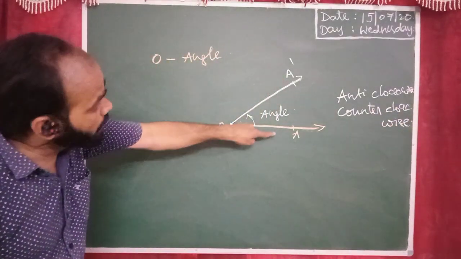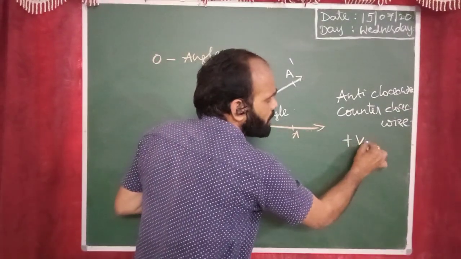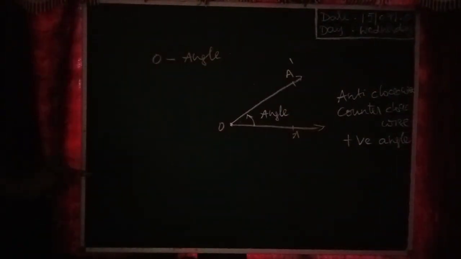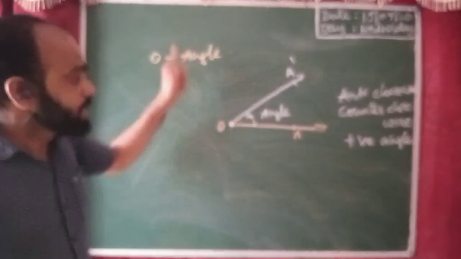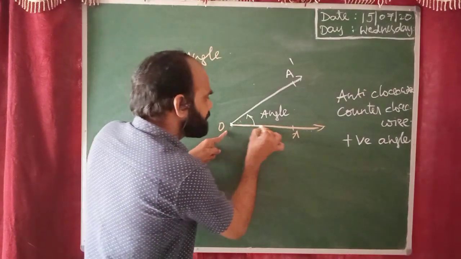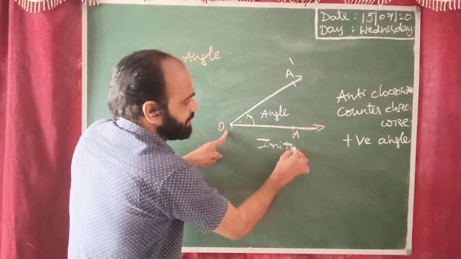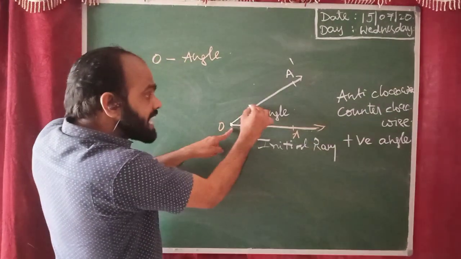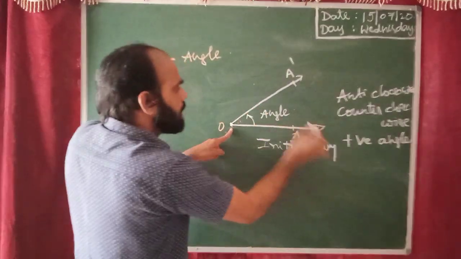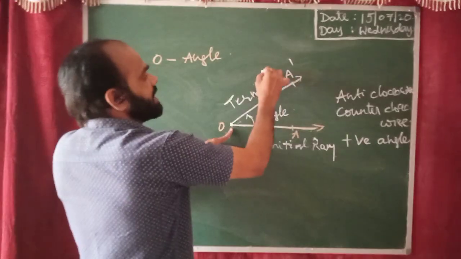Counterclockwise. Now when the rotation is made in anti-clockwise or counterclockwise direction, the angle formed is called a positive angle. Is that clear? Now in this case, the first ray whatever we have taken, we call this one the initial ray, and after some rotation, the position where it is stopped is called the terminal ray.